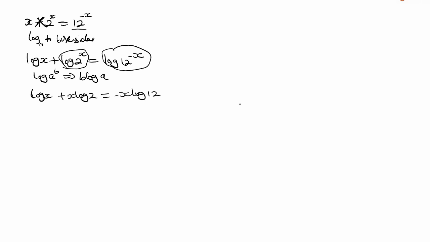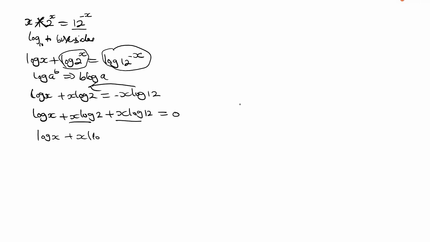Interesting. Okay, from there I can bring everything to my left hand side of the equal, and that becomes log x plus x log 2 plus x log 12 equals 0. Since x is common, I'm going to put x outside, so I shall have log x plus x into (log 2 plus log 12) equals 0.